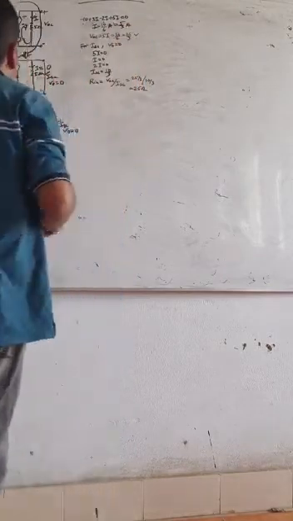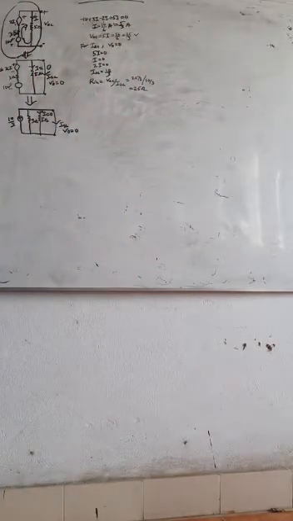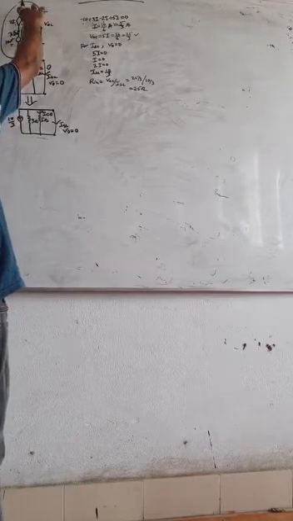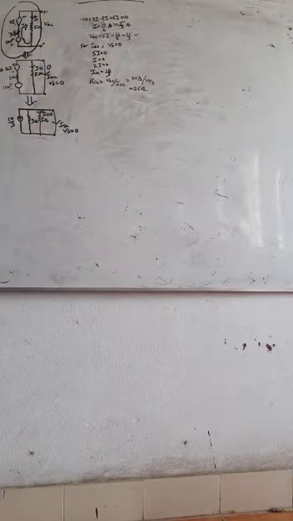So VOC is equal to 5I, because this is parallel to this one. VOC is parallel to this. So VOC is equal to 5I, which means 25 by 3 volt. You got the open circuit voltage, 25 by 3 volt.